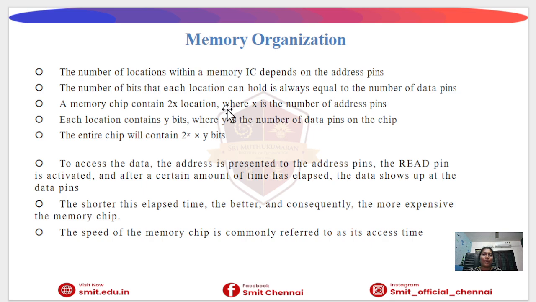Next one is the memory organization. When the CPU sends an address to a memory, the data does not appear instantly. There is a small delay that is called the access time. A shorter access time means a faster memory and a higher cost. This is why fast memory chips are more expensive, so we always go for the suitable access time memory chip.